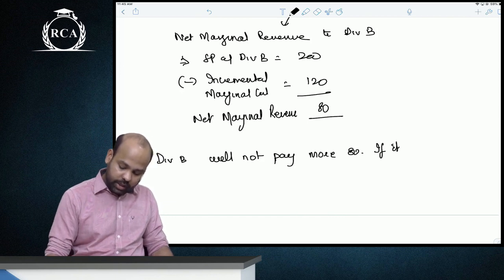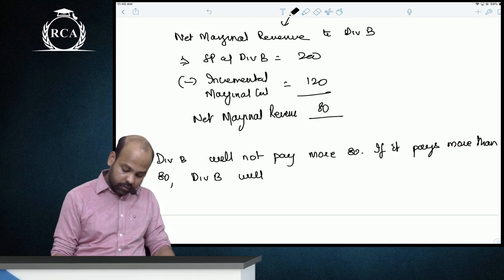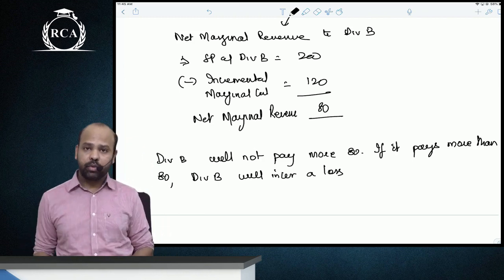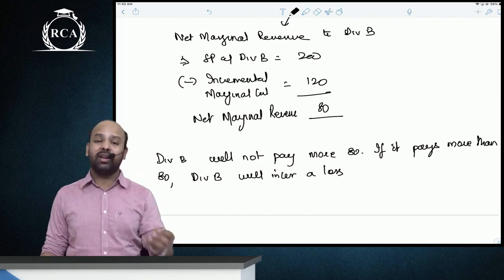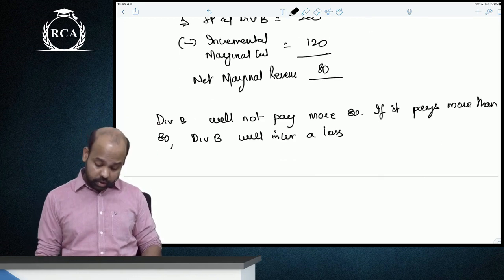If it pays more than 80, division B will incur a loss. This is the first point. Net marginal revenue is the incremental revenue that they are getting and the incremental cost that they are going to incur from that point of time.